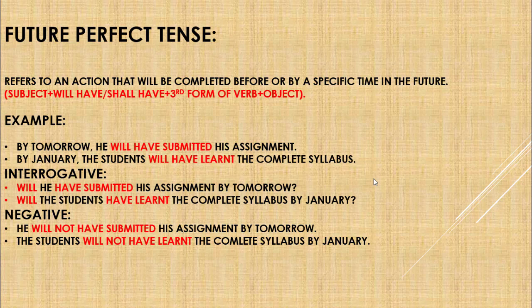Future perfect tense refers to an action that will be completed before or by a specific time in the future. We use will have or shall have with the third form of the verb in this tense. As you can see in the examples, by tomorrow he will have submitted his assignment. By January, the students will have learnt the complete syllabus.